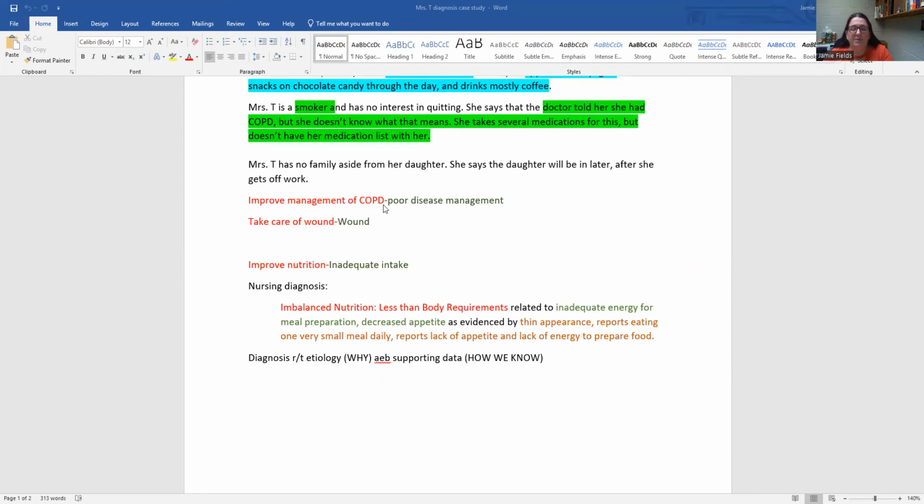Now, management of her COPD is probably collaborative. If she's got the right prescriptions, she's got the right testing and things like that, and she just doesn't know how to use it, that's a nursing issue, but she may actually need more medical follow-up for that. This wound is infected. We can do wound care, that's nursing, but also that infection needs to be treated by the provider. Nutrition is a nursing problem that we can fix. So these can be nursing, but they may be collaborative. This is a nursing problem.